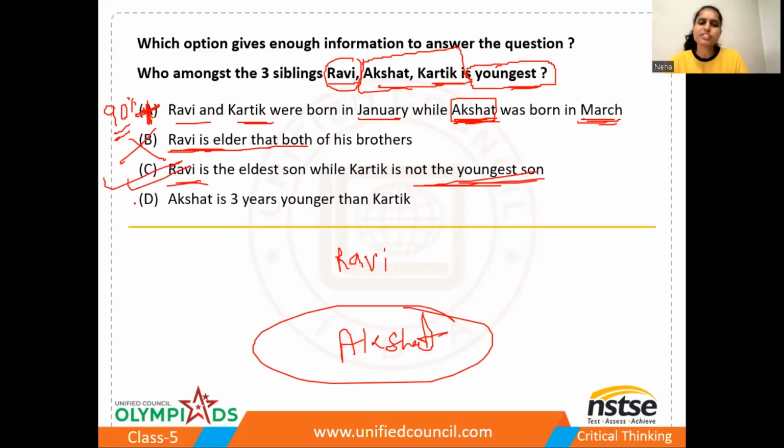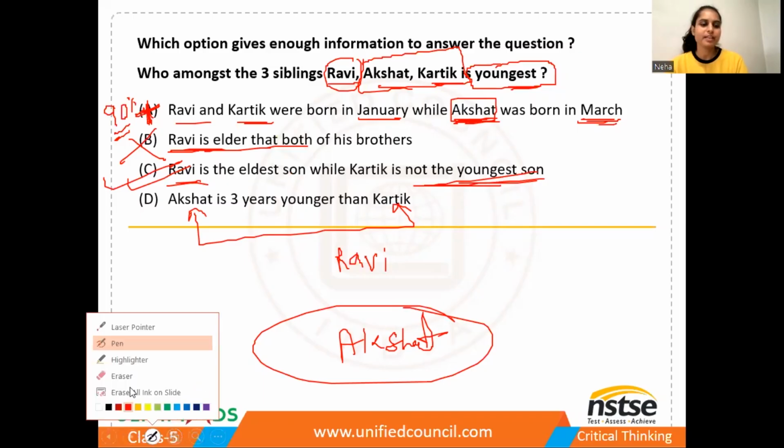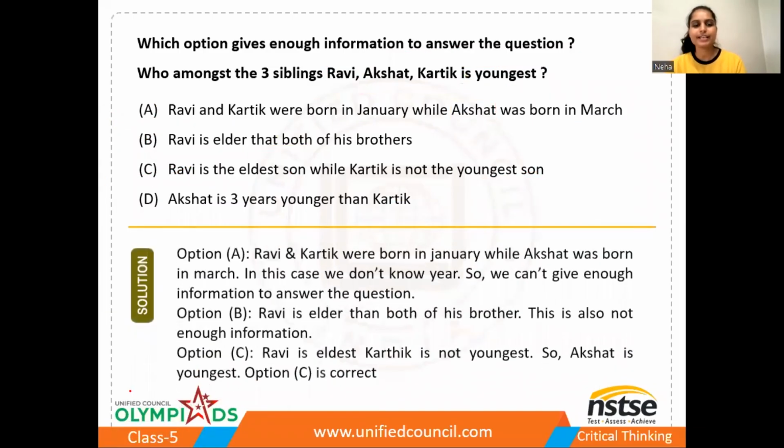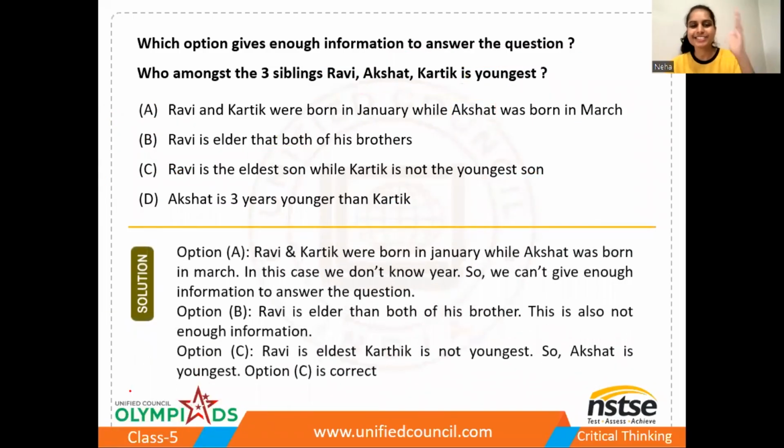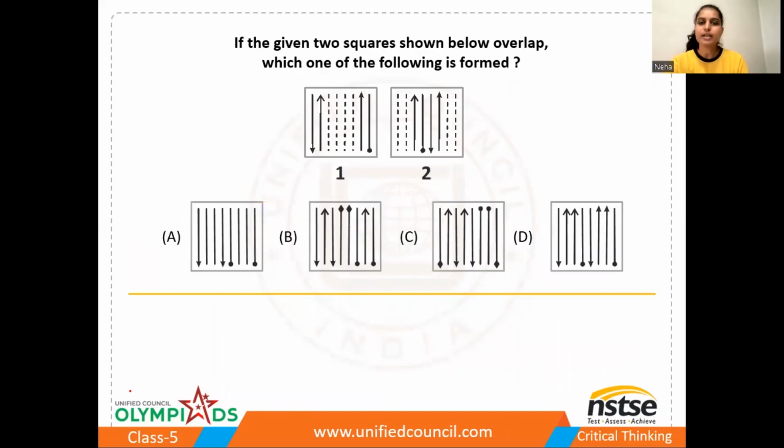Now let's check option D also. Akshat is 3 years younger than Kartik. So they are comparing Akshat and Kartik, but they are not saying anything about Ravi. So I can't say anything in option D. So here is my answer: option C is your answer. Perfect. Now let me show you the next question.